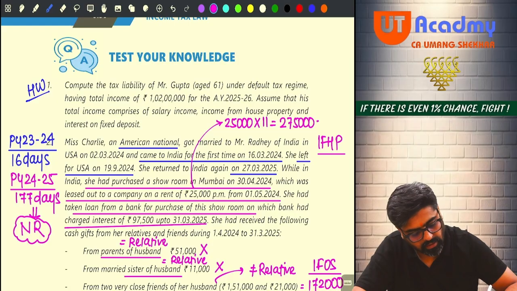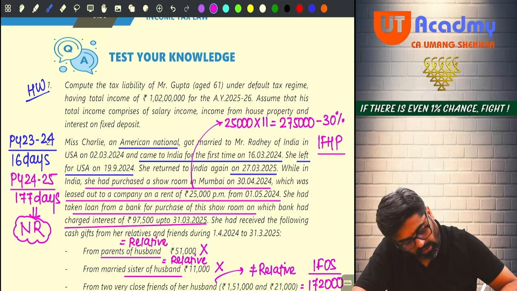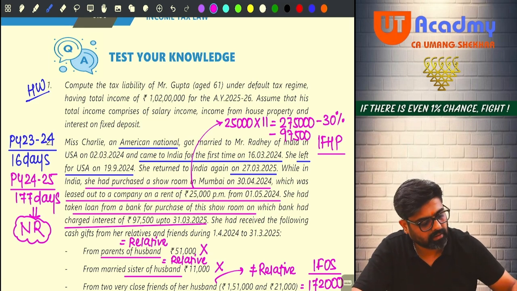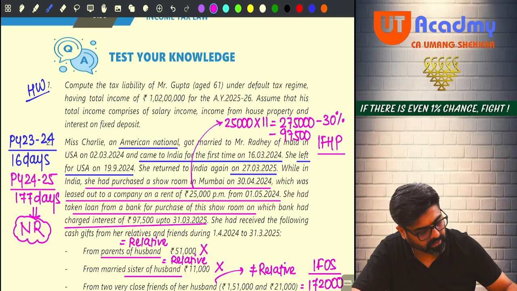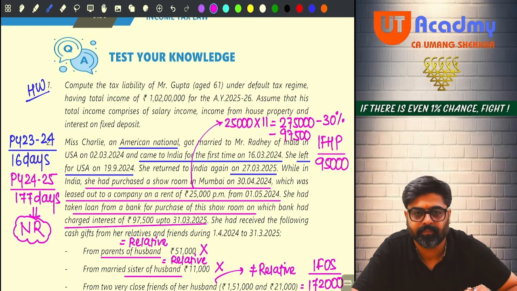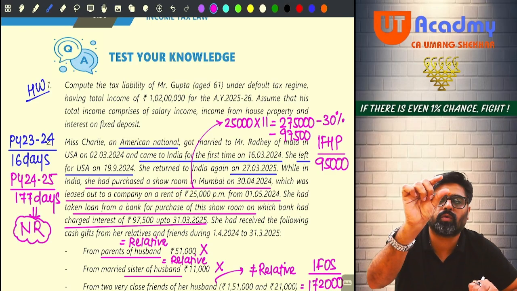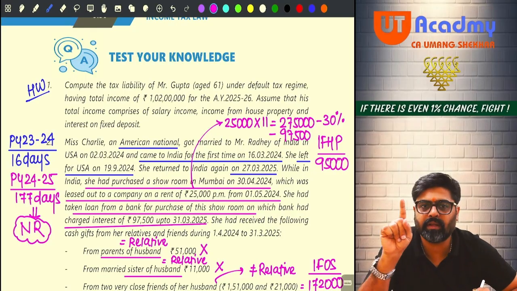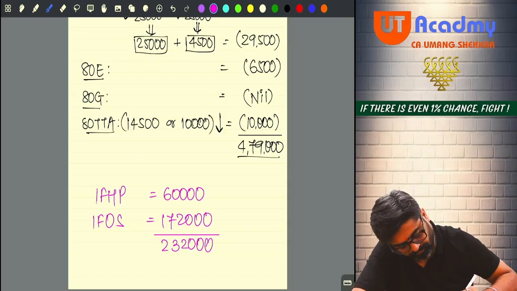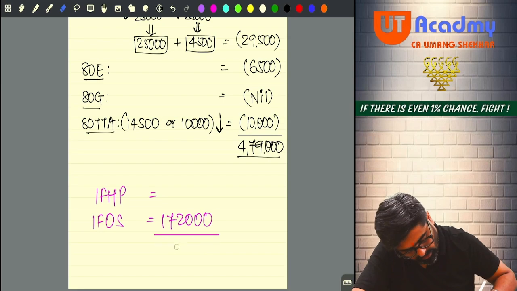2,75,000 minus 30% standard deduction and minus interest of 97,500. So income from house property will not be 60, it will be a different amount. Okay, no? So 25,000 into 11 is 2,75,000, minus 30%, minus 97,500, will give me 95,000. Income from house property is 95,000, friends. It is not 60. By mistake, instead of 275, I took 225. It is 275. For 11 months, 25,000 is 275. Yes or no? So 95,000 is my house property.